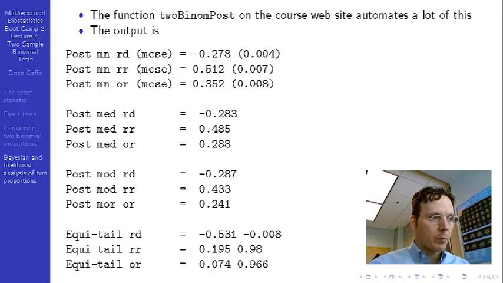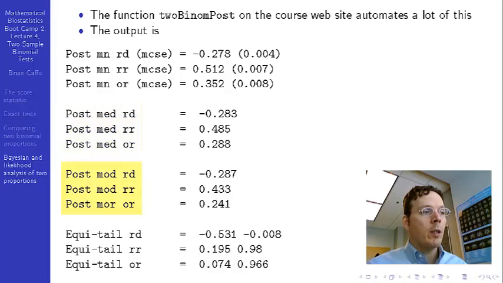And in the next slide, you see exactly this. I have some R code called 2binom post, which is on the GitHub repository, but I'll also put it on the course website. It puts out the mean for the risk difference, relative risk, and odds ratio, the median for those three, the mode for those three, and equitail confidence intervals.